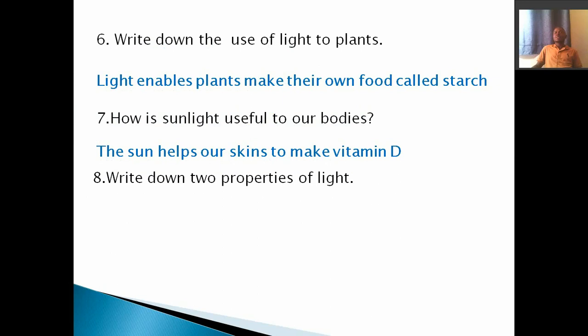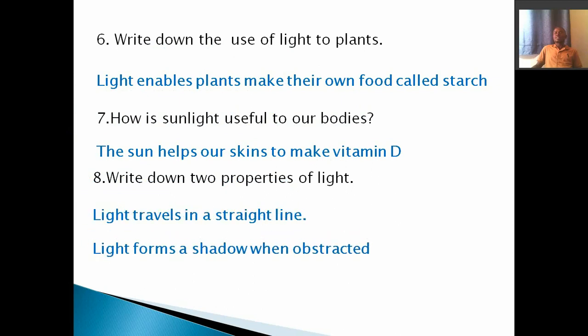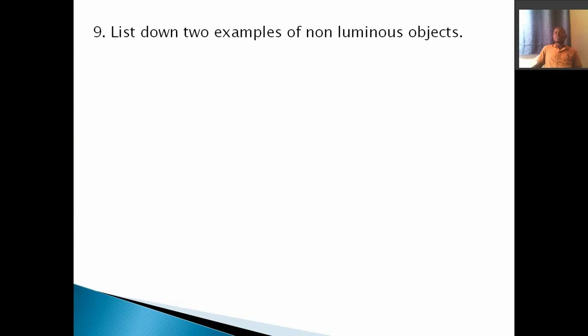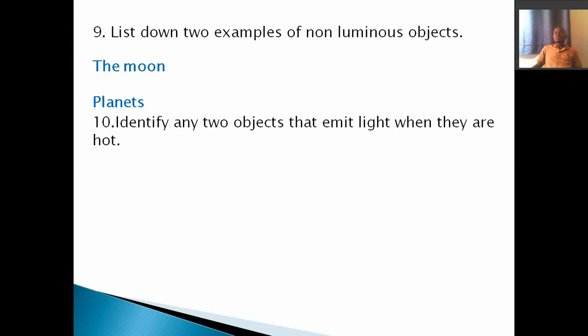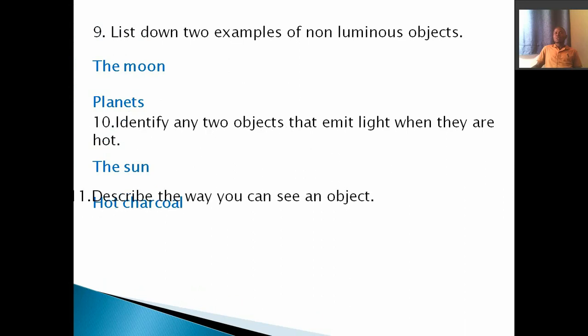Number eight says, write down two properties of light. The first one is light travels in a straight line, and secondly, light forms shadows when obstructed. Then number nine says, list down two examples of non-luminous objects. And the examples we have are the moon and the planet. Number 10 says, identify any two objects that emit light when they are hot. Then our answers are the sun and hot charcoal.